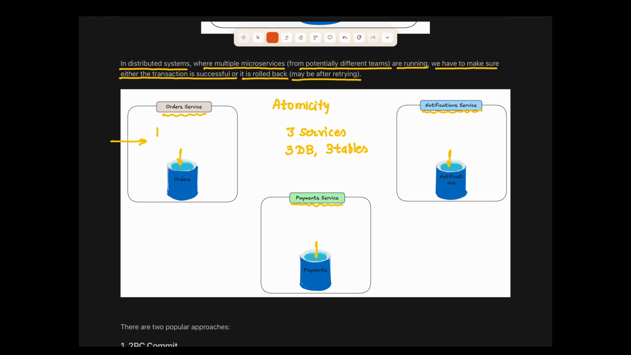Let's say you place the order. This is the first thing. Placing the order requires you to do a payment. Once the payment is done, you want to notify the user. Now let's say the payment service failed. Then not only should the payment record be rolled back, the transaction should also roll back your order. So this rolling back comes under the topic of distributed transactions.